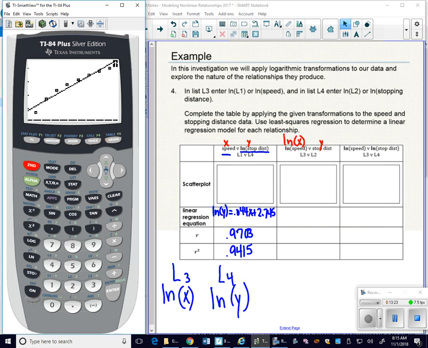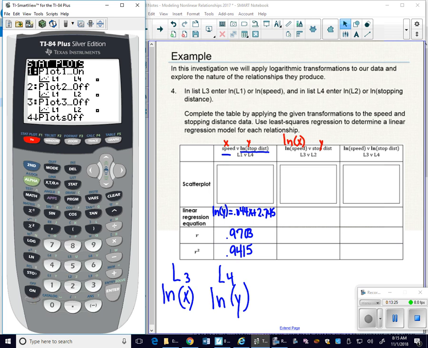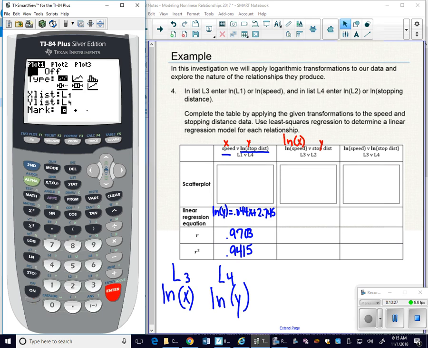So I'm going to go into my scatter plot or my stat plot setup. And so this time I'm going to change where my x's and y's are coming from. So this time, when I choose x's, I want to use the natural log of my speed, or the natural log of my x values, which are in list 3. So I'm going to change my x list to list 3. And I want to compare this to the actual y values, the actual stopping distance, which is in list 2.